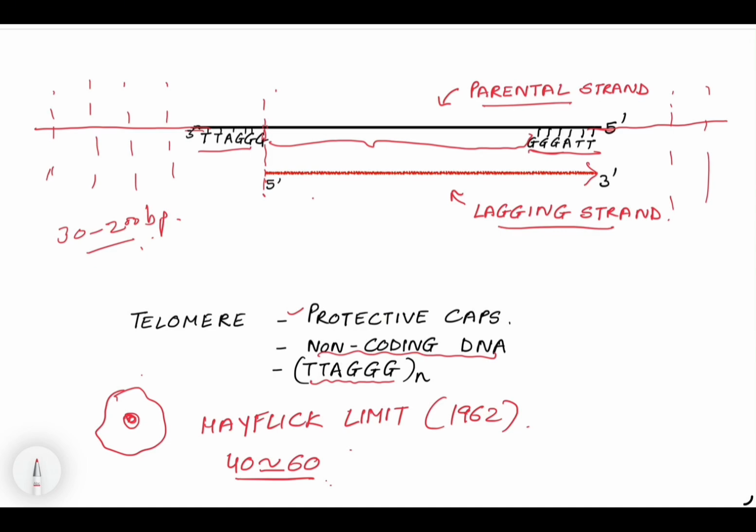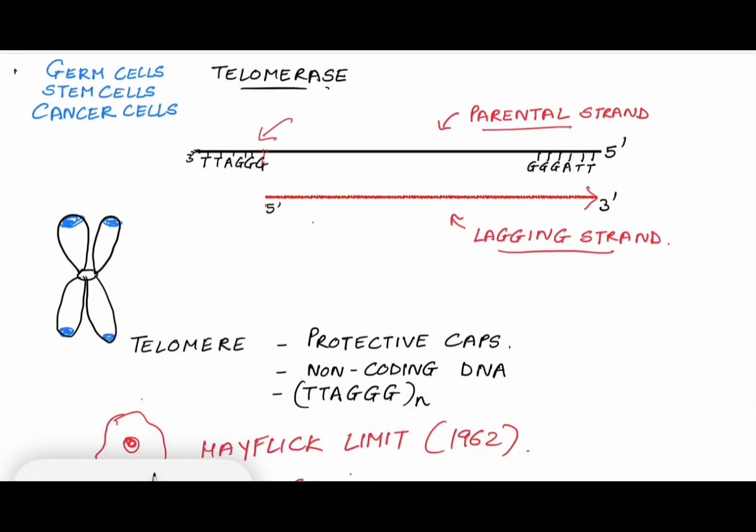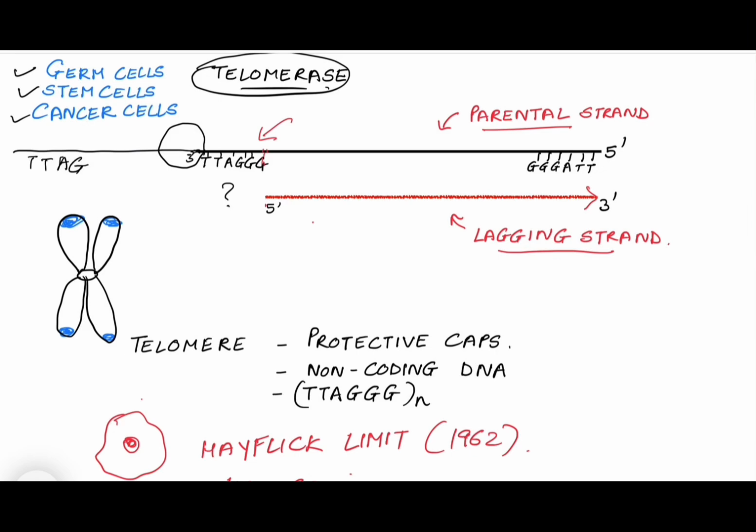So let's move to the next topic. Germ cells, stem cells and cancer cells have an enzyme called telomerase. During replication, when the last primer is removed from here, the telomerase enzyme gets attached to the 3' end of the parental strand. It starts adding these repeats, that is TTAGGG, multiple times. So it has increased the length of the parental strand, so there is an overhang of this 3' end. After that, primase puts its primer.